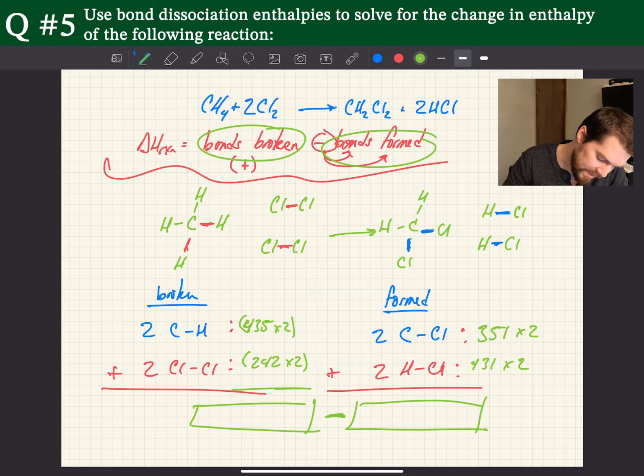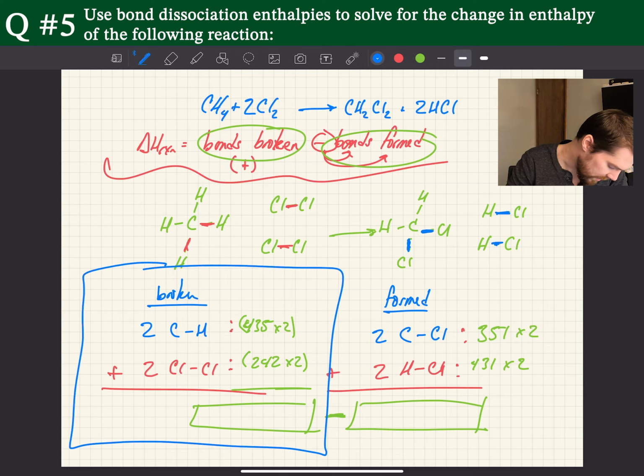So now I'm going to take care of our bonds broken real quick. So I get 435 times 2 plus 242 times 2. That gives me 1354, and this is all in kilojoules per mole, or kilojoules, that's per bond broken, I guess. No, it is per mole, I'm sorry. And we have 1 mole here, 2 moles here, blah, blah, blah. Anyway, so here I get 1354, and this is going to be kilojoules for our energy.